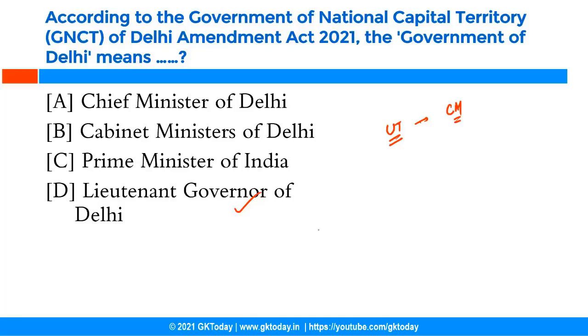Now, please note that the 69th Constitutional Amendment Act of 1991 provided special status to Delhi and declared it NCT, that is National Capital Territory. And subsequently, Lieutenant Governor was nominated as the administrator of Delhi and Legislative Assembly was created for Delhi.